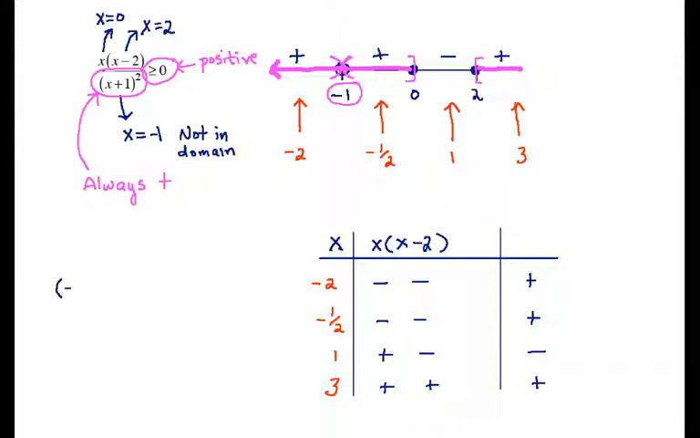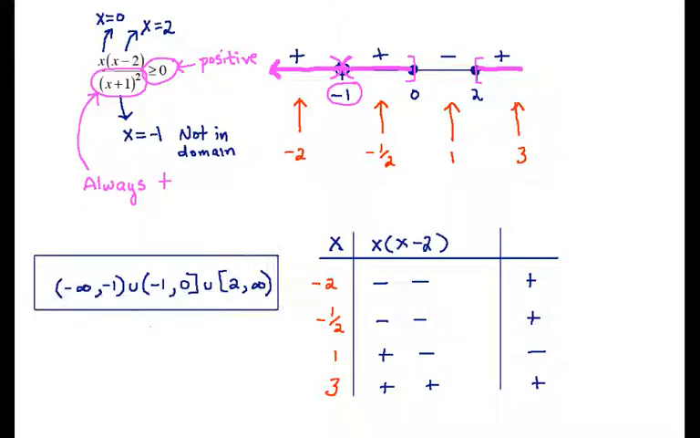So I start at -infinity, come up to -1, start over again at -1, come up to 0, start over again at +2, and go up to +infinity. This is my solution set.